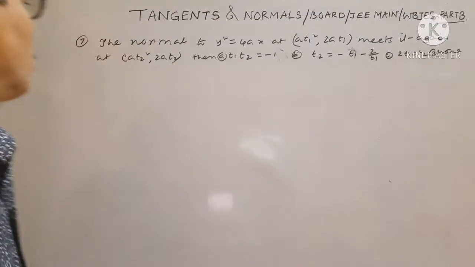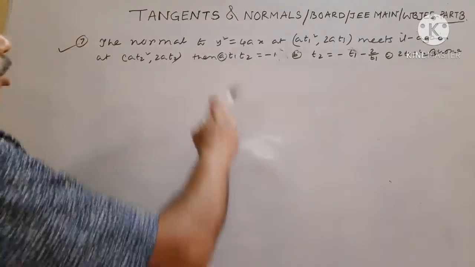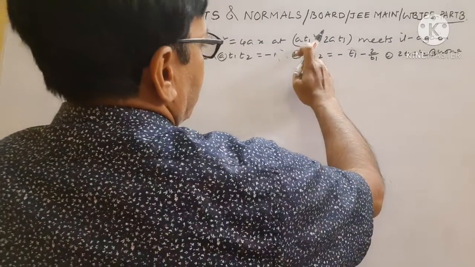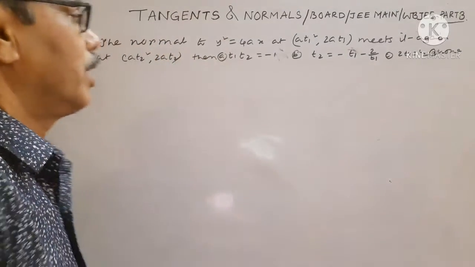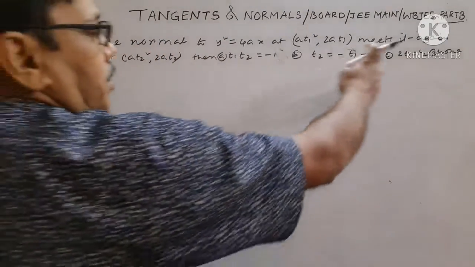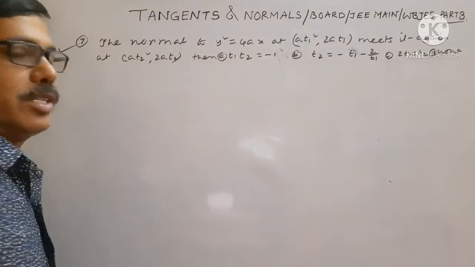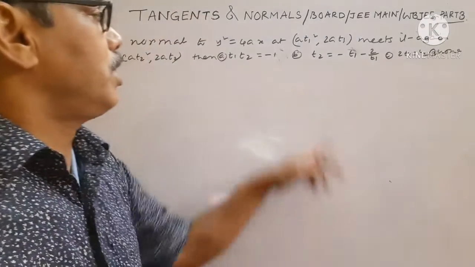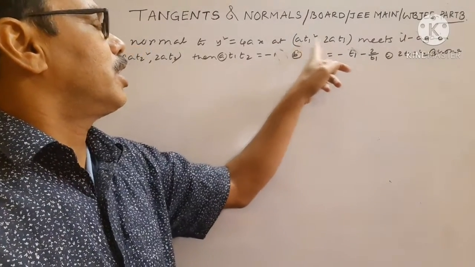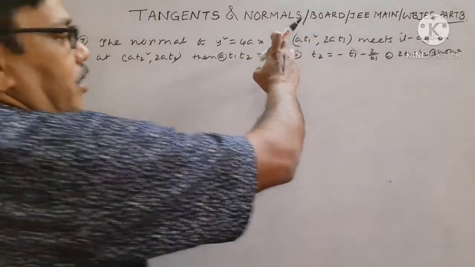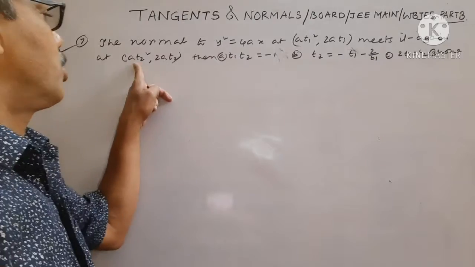Now, consider problem number 7. The normal to y square equals 4ax at a t1 square, 2a t1, this is the parametric equation of the parabola, meets the curve again at a t2 square, 2a t2. Then which one is correct? Now the point is a t1 square, 2a t1. In short form it can be written as at t1, and this is t2.